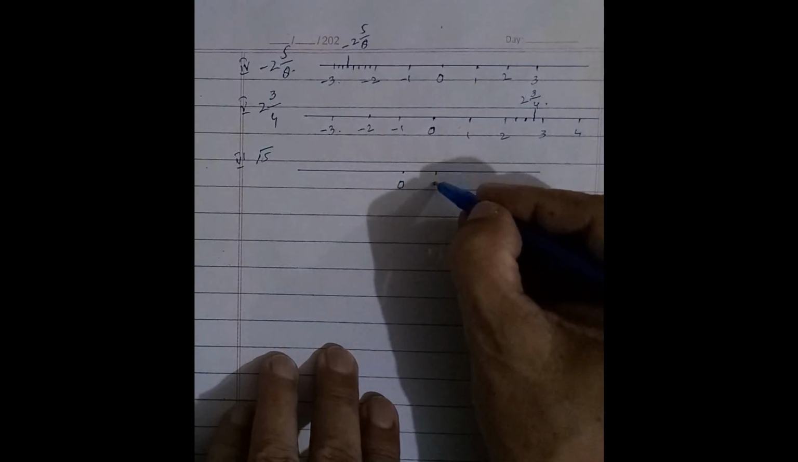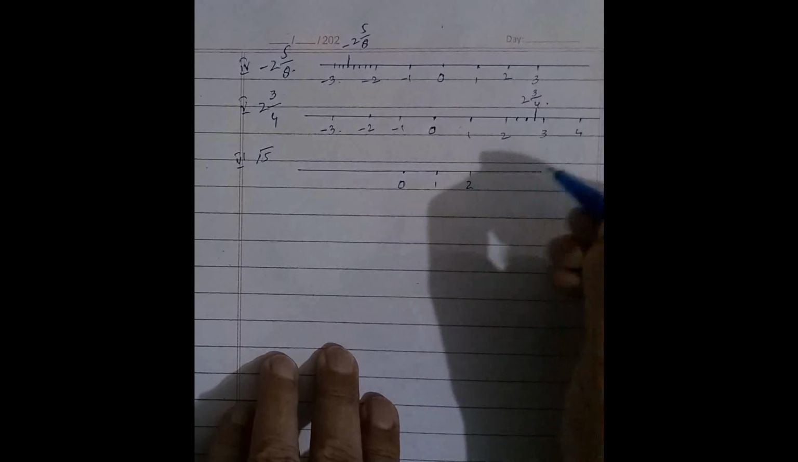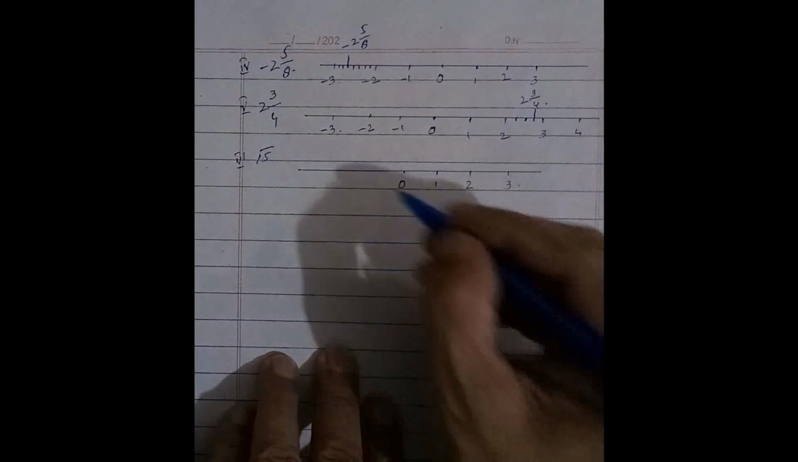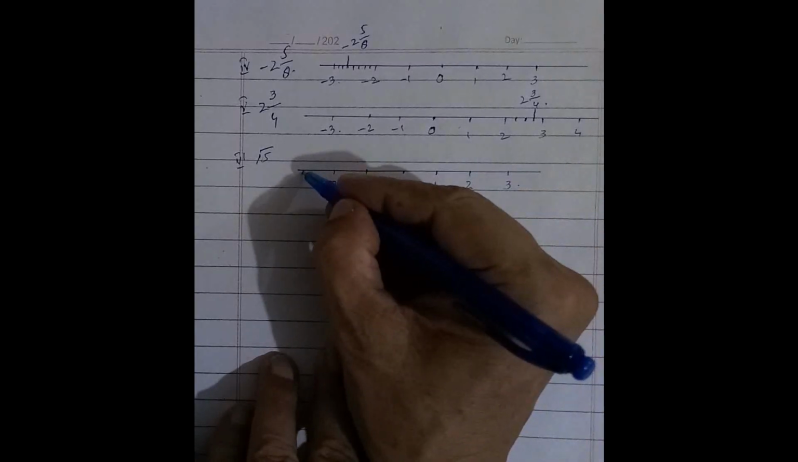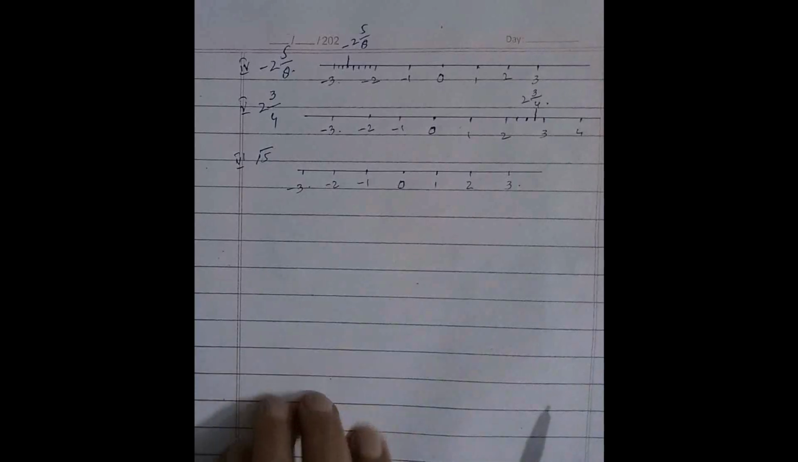Zero, 1, 2, 3. And on the other side, minus 1, minus 2, and minus 3. The square root of 5. Because square root 5 is an irrational number, we first locate it on the number line geometrically.